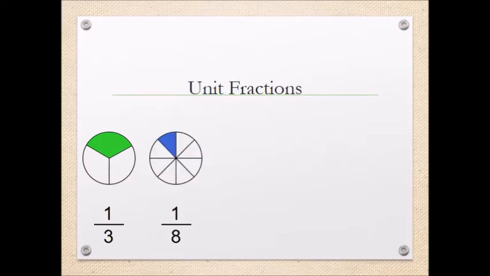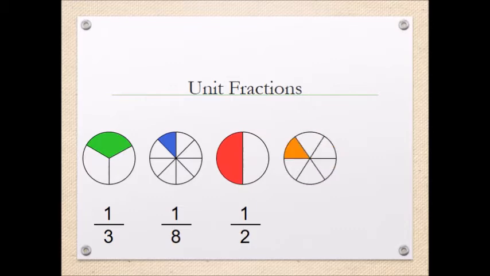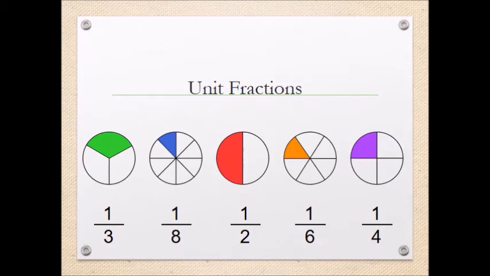1/3, 1/8, 1/2, 1/6, and 1/4. What is the common thing among these fractions? A unit fraction has 1 as a numerator. Take a look at this box. This box is divided into 6 equal parts, or sixths. You can count equal parts, such as sixths, to make a whole.